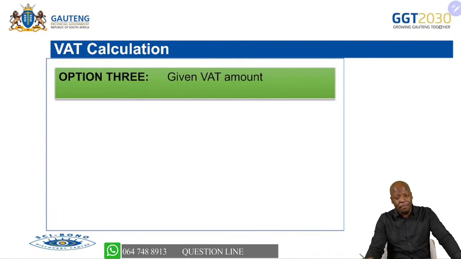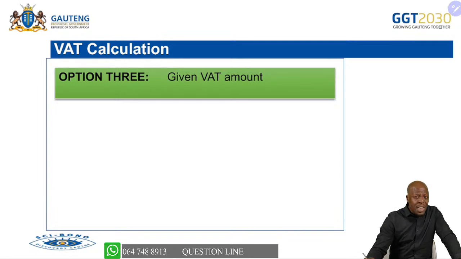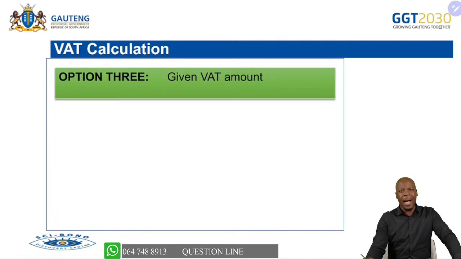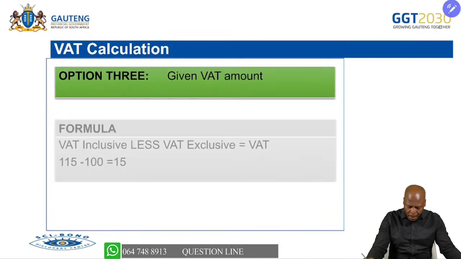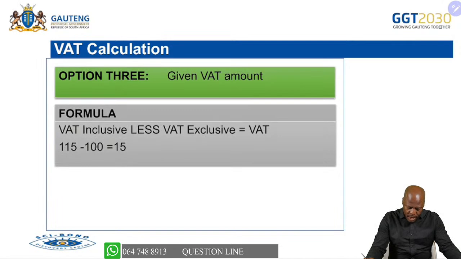Now with option number 3, we're given the VAT amount and we're given either the inclusive or the exclusive. Let's see what then happens. Here it is. Now the VAT inclusive less the VAT exclusive is equal to VAT.